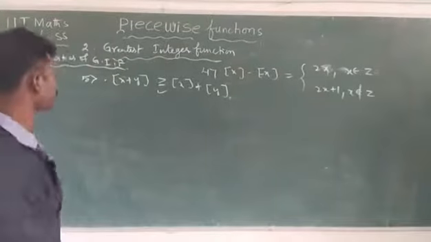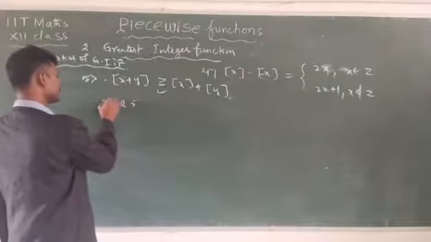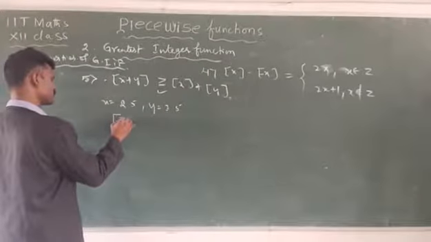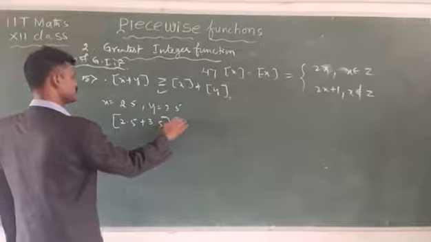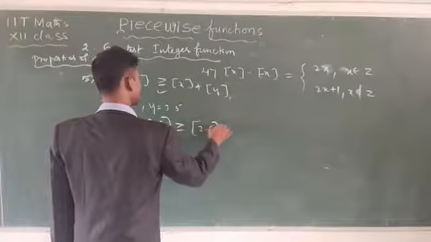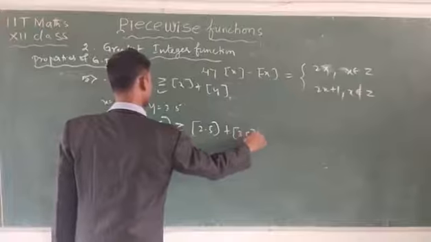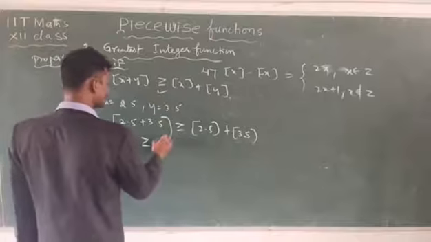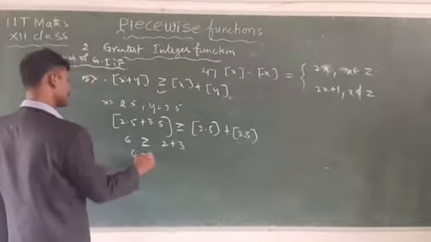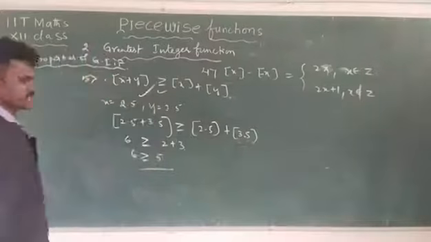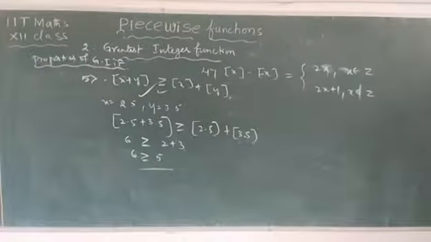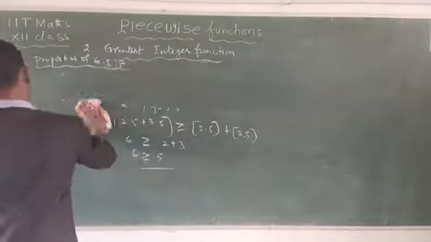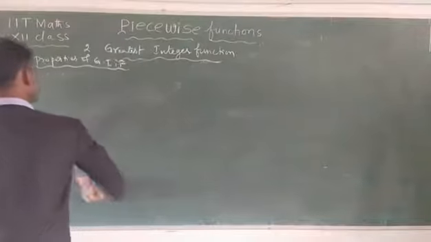Now, the second condition you have to take, here x does not belong to integers. Then you can take x is equal to 2.5 and y is equal to 3.5. Now step of 2.5 plus 3.5 is greater than or equal to step of 2.5 plus step of 3.5. Now 2.5 plus 3.5 is equal to 6, which is greater than or equal to 2 plus 3, so 6 is greater than or equal to 5. This condition is correct. Now next one, the fourth one completed, the fifth one completed. Now the sixth one.